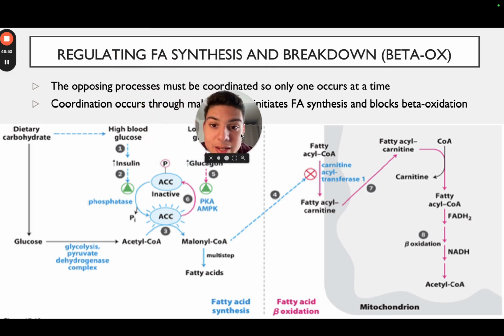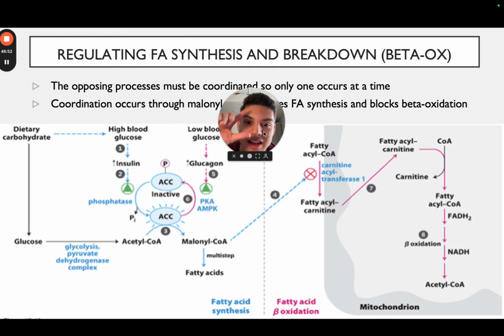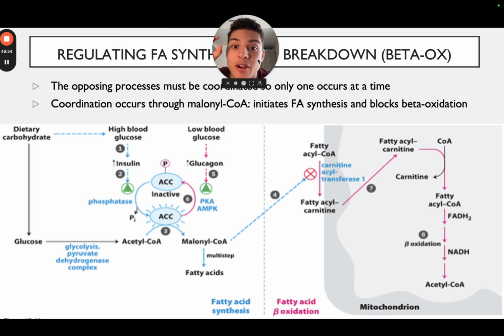And so now talking more about how beta-oxidation and fatty acid synthesis are regulated, they're opposing and they have to be coordinated so that only one occurs at a time, right? It's very similar to gluconeogenesis and glycolysis. Remember PFK2, PFK1, FBPase1, FBPase2? It's very similar. So they coordinate through malonyl-CoA.